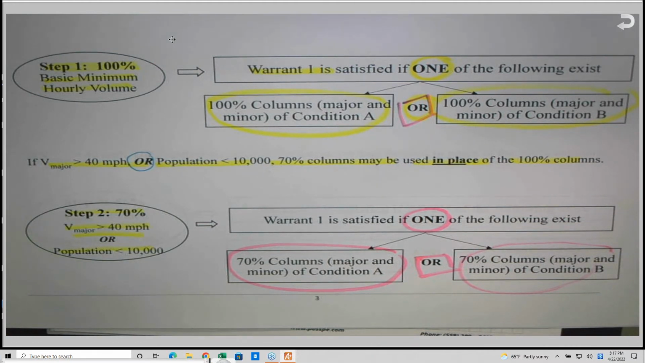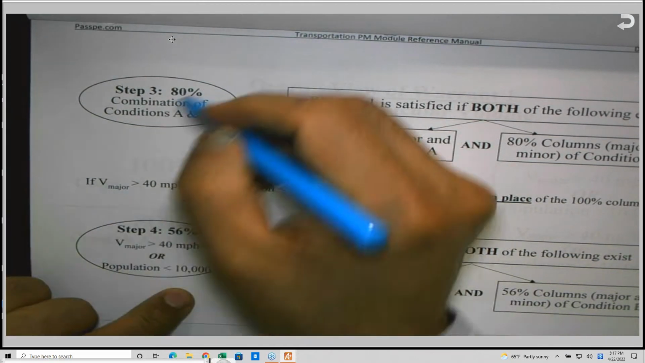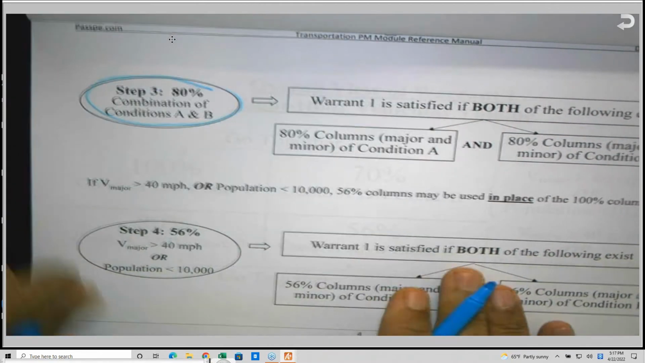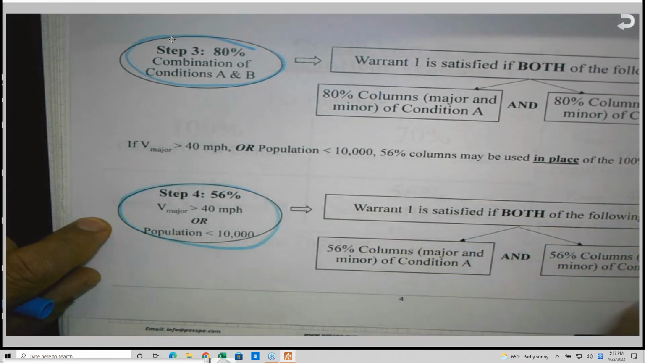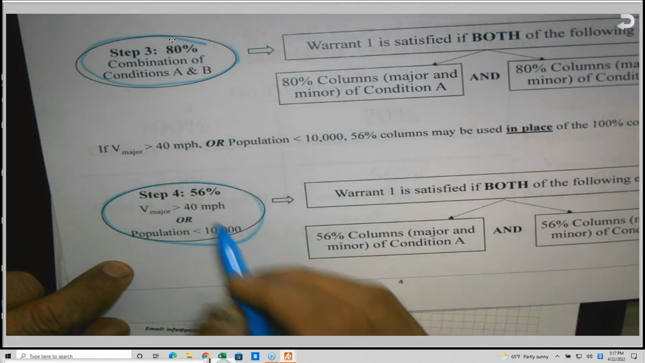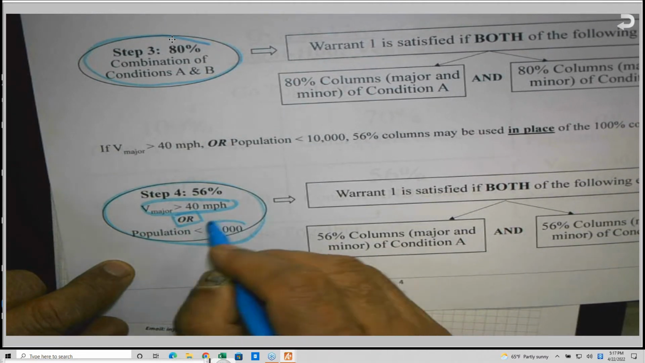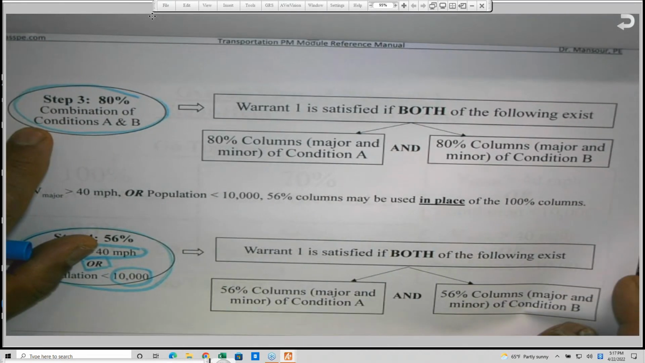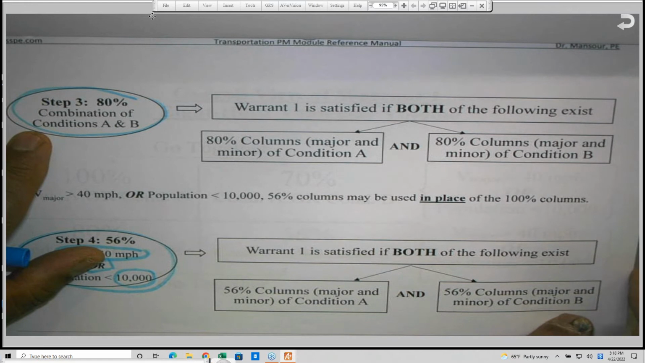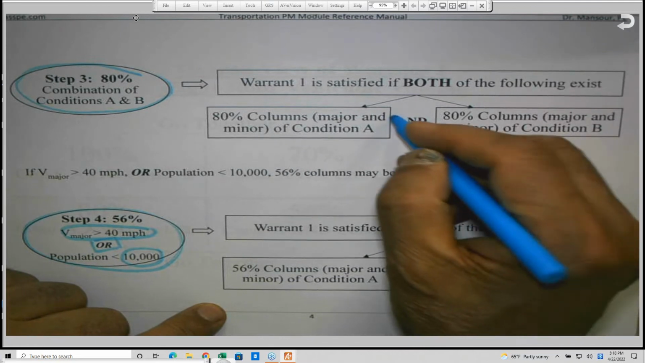Now, if you go to the 80% and 56%, the situation is different. 56% also is used when the V major exceeds 40 miles per hour or the population is less than 10,000. 80% does not have any requirement. You can use it instead of 100, instead of 70. But for the 80 and the 56, the word became "and."